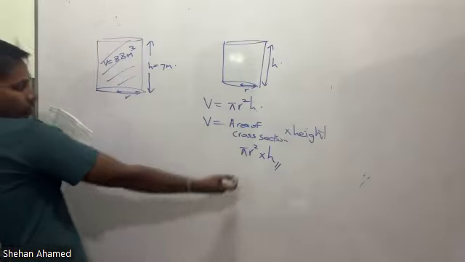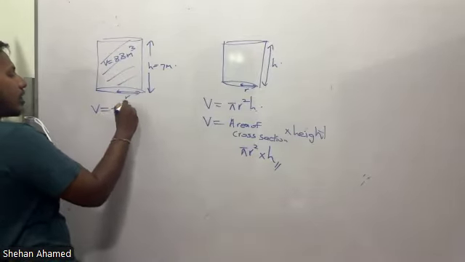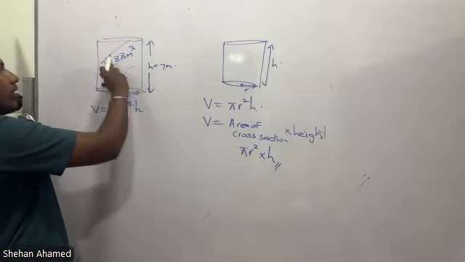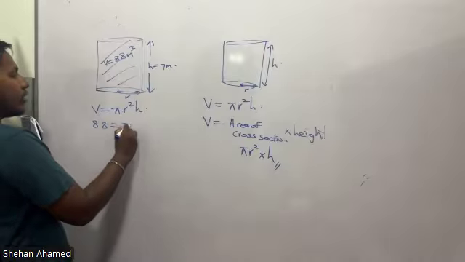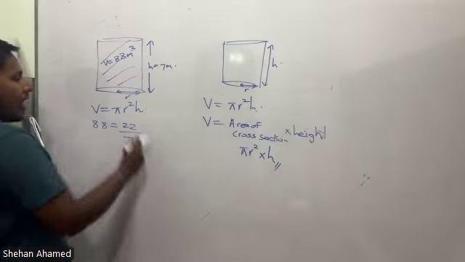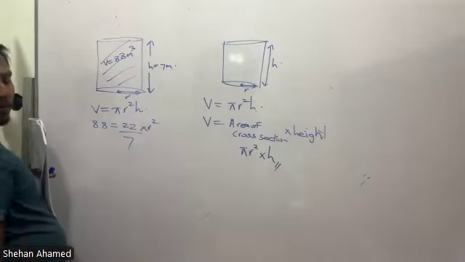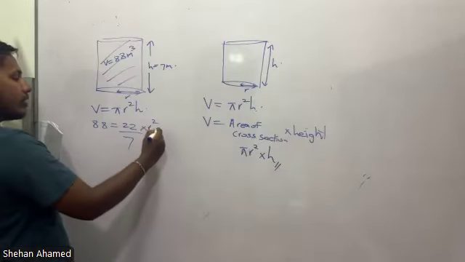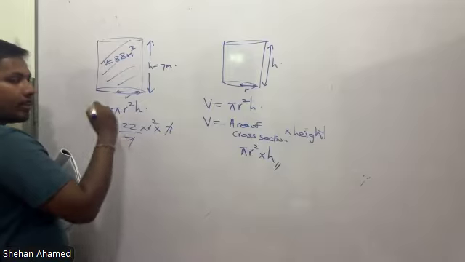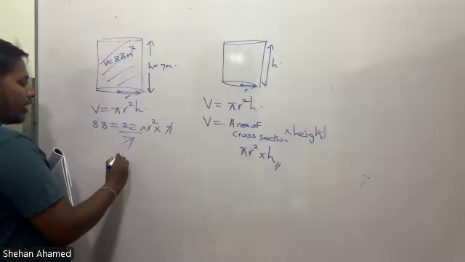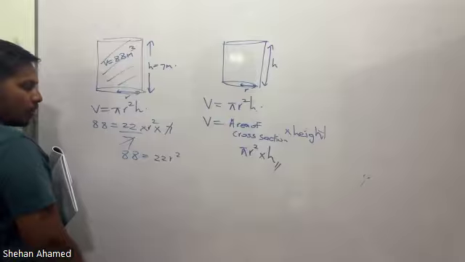Now, they are asking the radius. We know the equation, which is pi r squared h. You are going to substitute the values. The value of V is 88 and the value of pi is 22/7. And r squared you don't know, they are asking the radius. And the height is 7, which is given. Now you can see clearly this 7 and this 7 cancel. 88 is equal to 22 r squared.